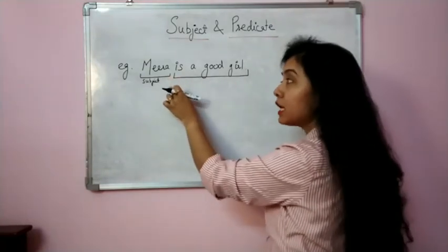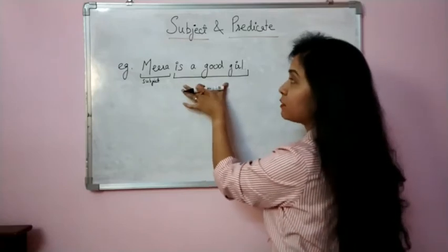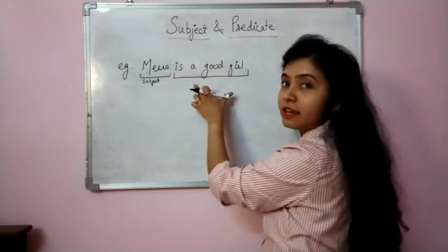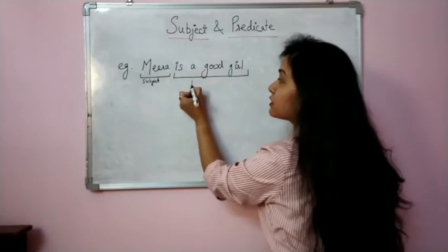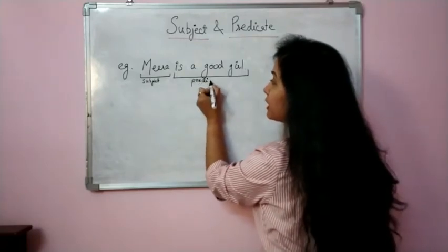हम मीरा के बारे में बता रहे हैं सेंटेंस के सेकेंड पार्ट में कि वो कैसी लड़की है. She is a good girl. So this becomes the predicate.